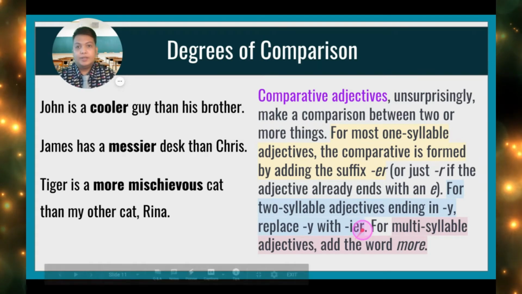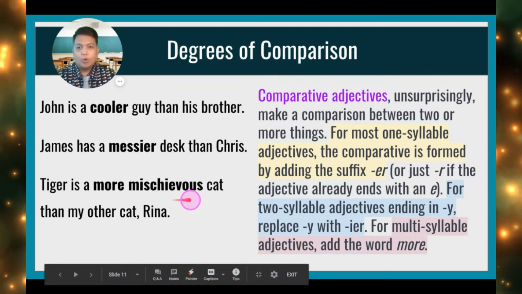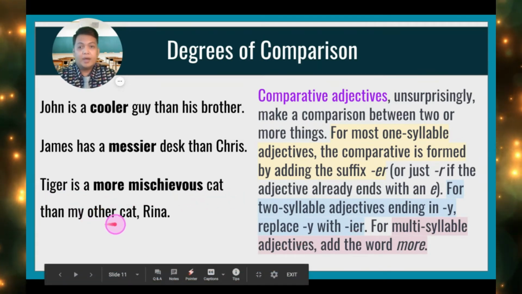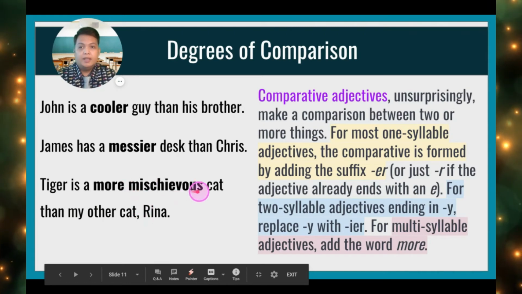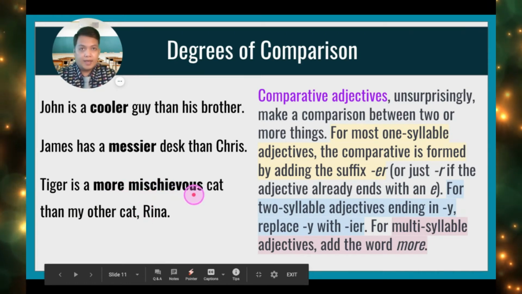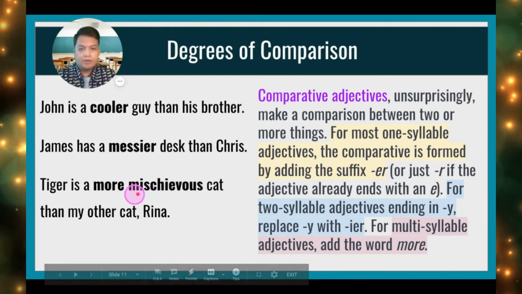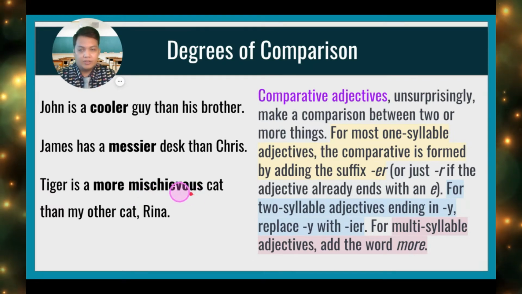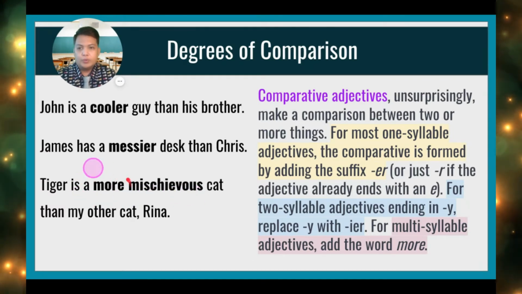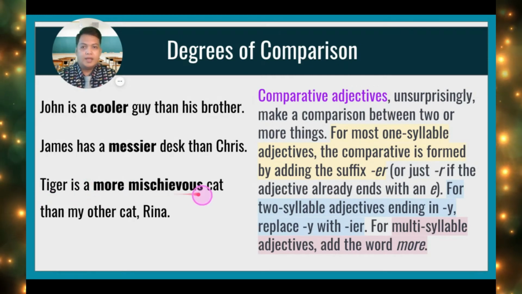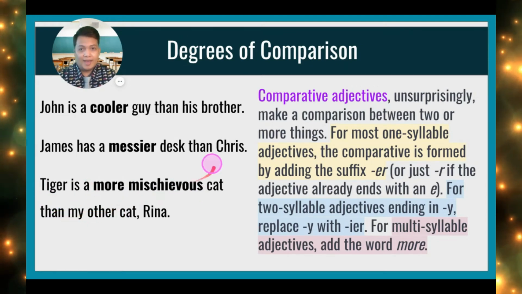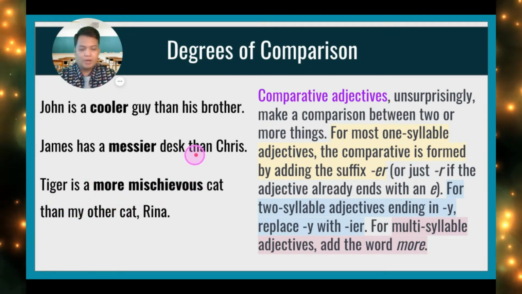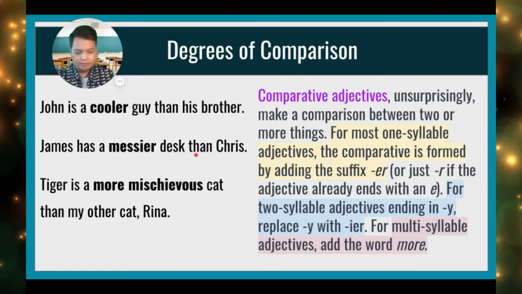Okay, so let's try. Tiger is a more mischievous cat than my other cat, Rina. So how many syllables does the adjective mischievous have? Very good, three. Mischievous. All right, so we use more. We're comparing two cats, so we use than. Don't forget the word than when you're comparing two nouns.